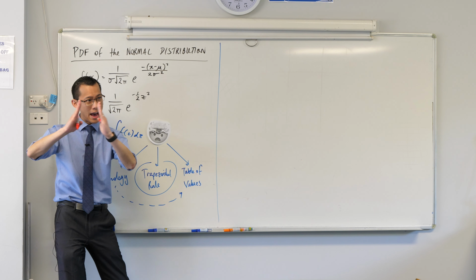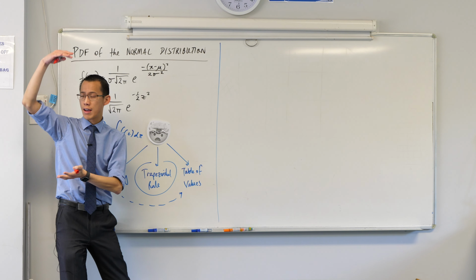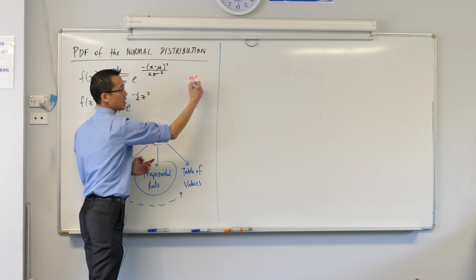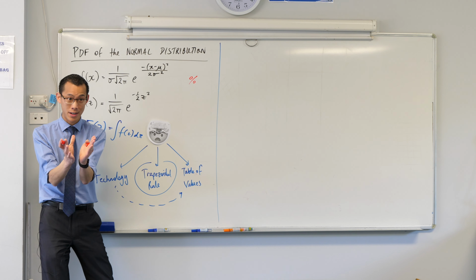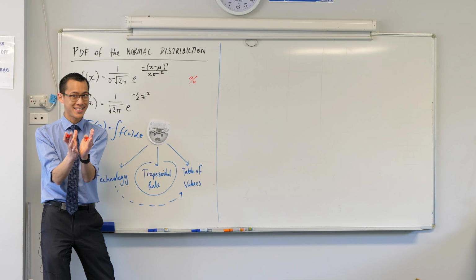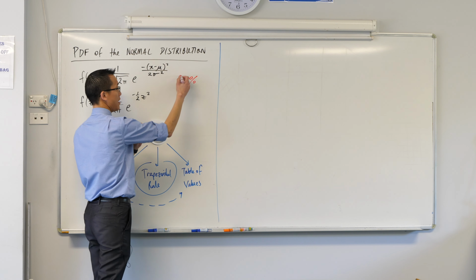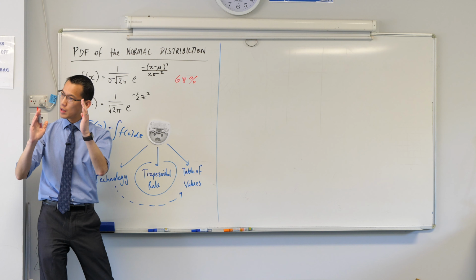Here's the mean, and then we go out in the highest part of the bell curve, right? We say that there's a certain percentage of people that we expect to be within 1 standard deviation. Does anyone remember what it is? It's 68. Very good. It's 68%, right? That's within 1 standard deviation.